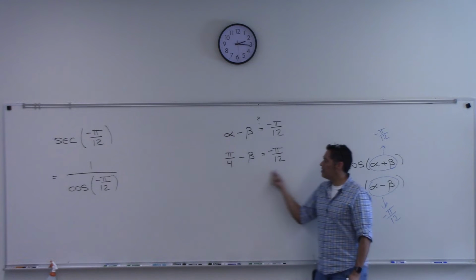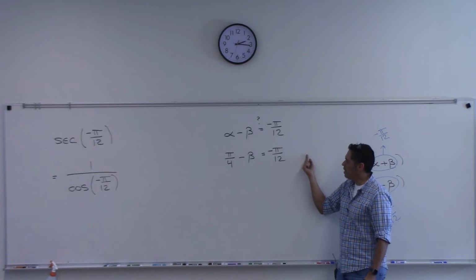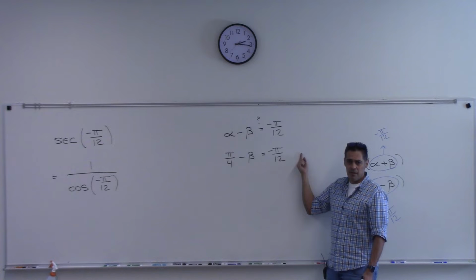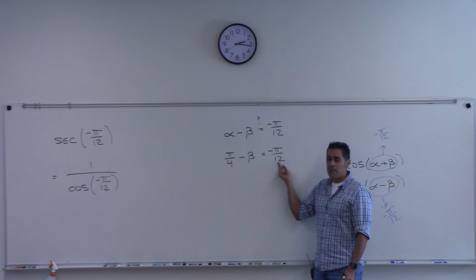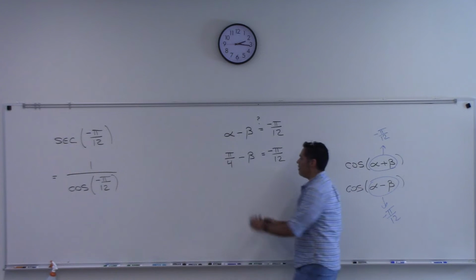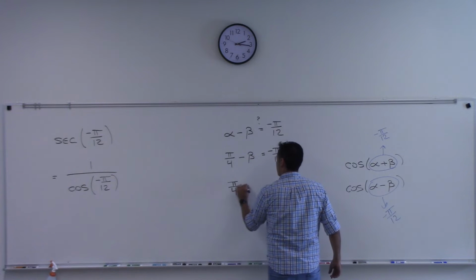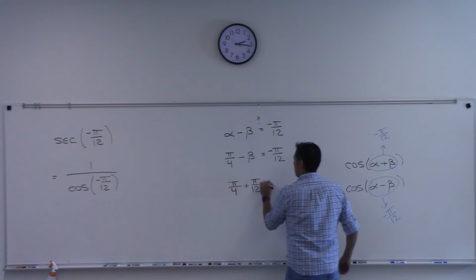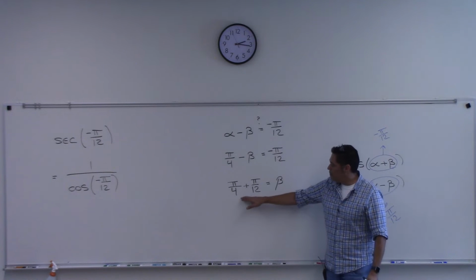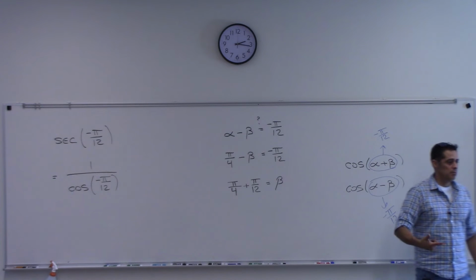Some of you are going to move this to the other side and subtract it. That's not what I'm going to do, just because that's not the way my brain works. I'm going to move the beta to the other side, which makes it positive. I'm going to move the negative pi over 12 to the left, which makes it positive over here. So I'm going to rewrite this as pi over 4 plus pi over 12 equals beta. And I'm hoping that when I put these together, it's an angle I know.